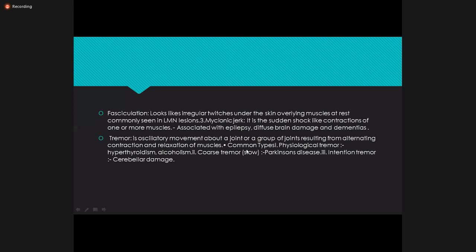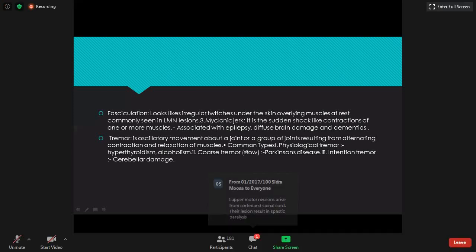Just recall your neuroanatomy. Then they go down, they converge on the anterior limb of the internal capsule. From there they go down further, they pass through the brainstem. In the brainstem, in the medulla, they decussate. Means right side fibers go to the left side and left side fibers go to the right side. From the brainstem, they go down to the spinal cord.